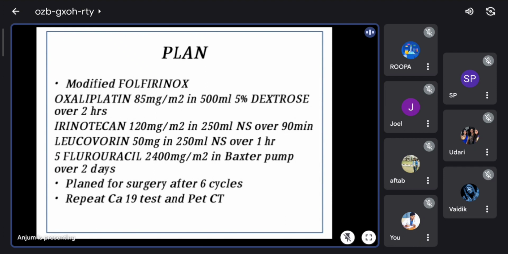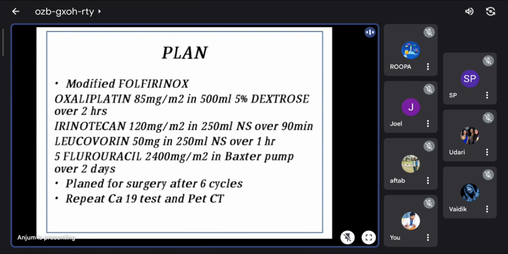5-FU, that is 5-fluorouracil. We did not change the dose of 5-fluorouracil because it should be given as 2400 mg per meter square. It should go over 48 hours. So we cannot keep the patient in the hospital for 48 hours for the drug to go. For this, we have an extra device, an elastomeric pump. What that pump does is we fill the medication and the diluent in that pump. It slowly releases the drug for 48 hours.